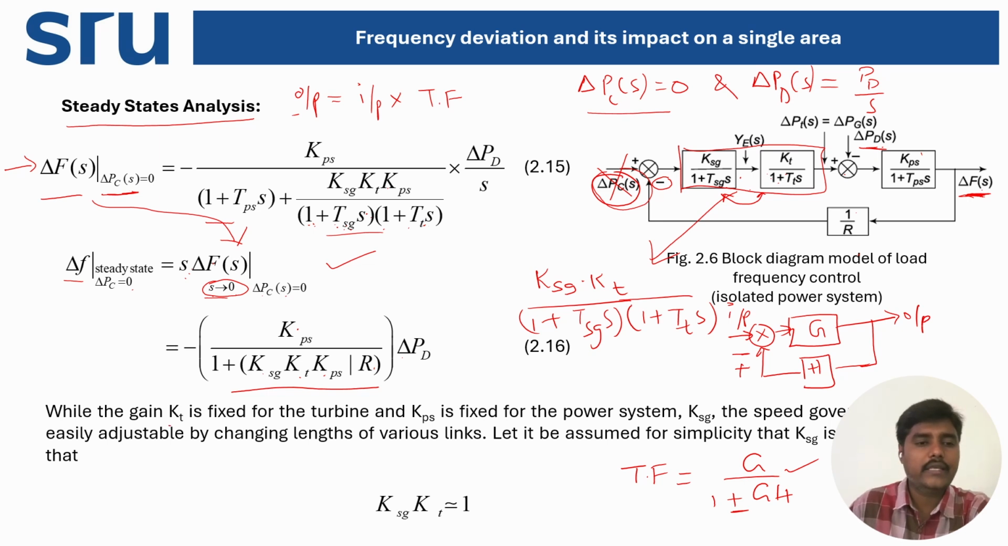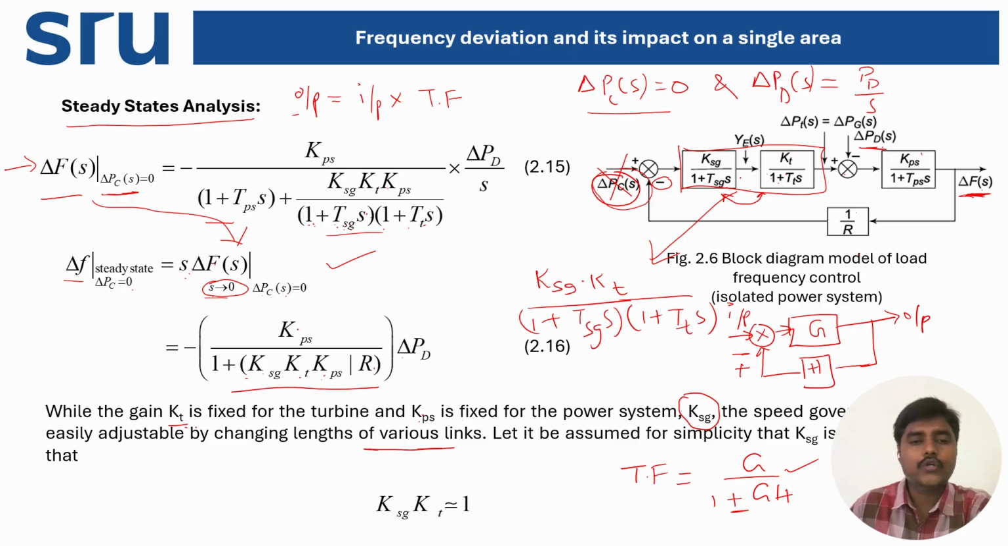So while the gain KT is fixed, here KT is called turbine gain. So fix the turbine gain, and also KPS is fixed for the power system. And then KSG is easily adjustable by changing lengths of the various links, what we have seen in the speed governor. So out of three gains here, we are going to fix these two gains, KT as well as KPS, and we are going to play with only by changing this KSG, because this KSG can be changed very easily just by changing the lengths of the various links available in the speed governor, what we have seen in the previous lecture.